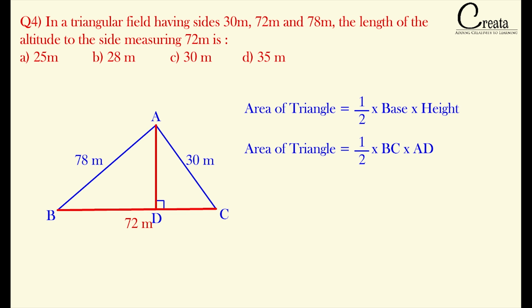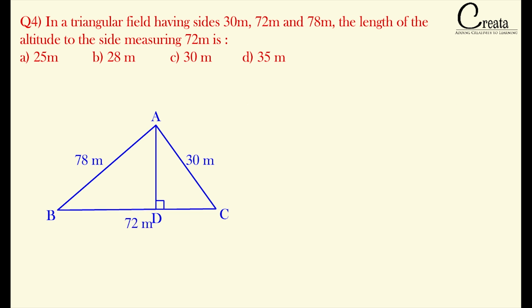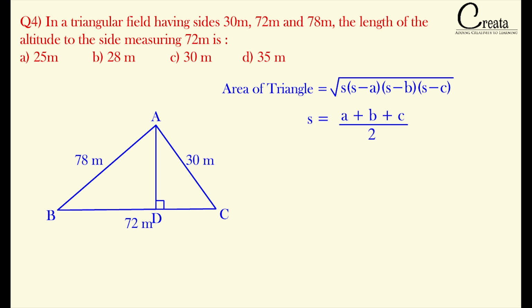So firstly, we have to calculate the area of the triangle. The 3 sides of this triangle are given. So how will we calculate the area? We will use Heron's formula. That is, area of the triangle is equal to root of S into S minus A into S minus B into S minus C. Here S is the semi-perimeter, that is A plus B plus C upon 2.